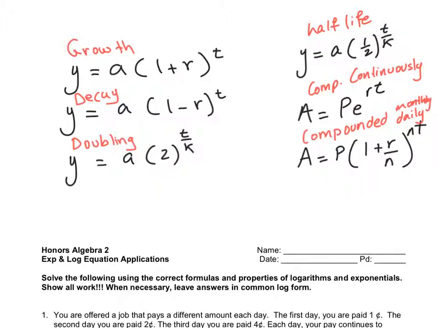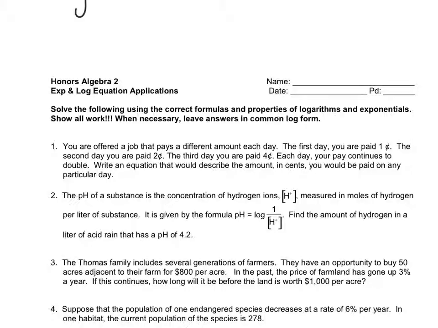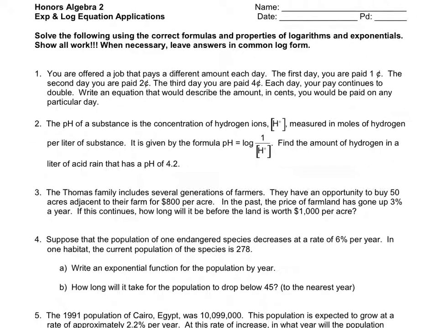Now, after reviewing those equations, let's start on number 1. You're offered a job that pays a different amount each day. The first day you are paid 1 cent, so that's the initial amount. The second day you are paid 2 cents. The third day you are paid 4 cents. Each day your pay continues to double. Write an equation that would describe the amount in cents. So remember, in cents, so don't change them to a dollar amount. You would be paid on any particular day.